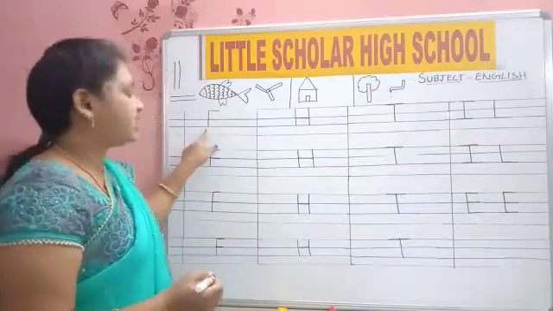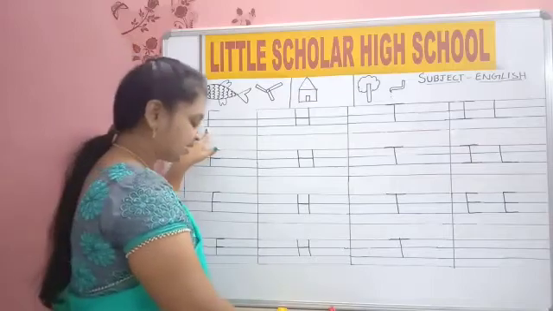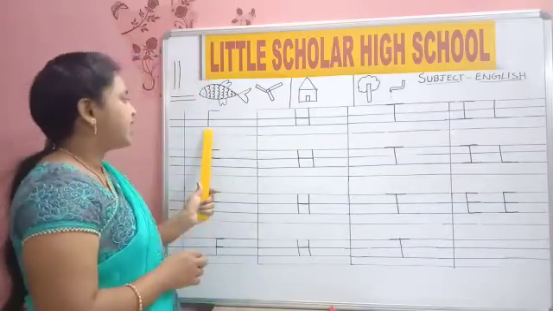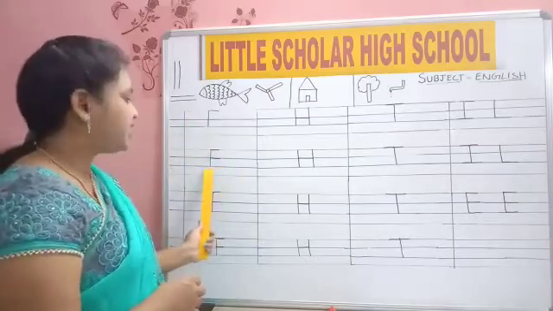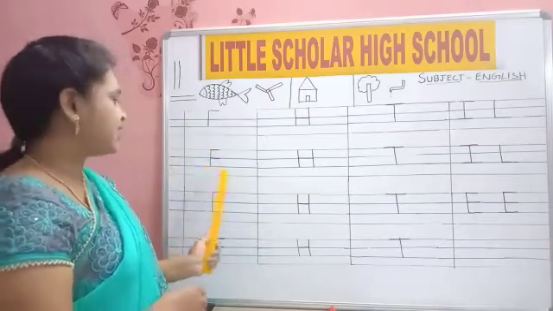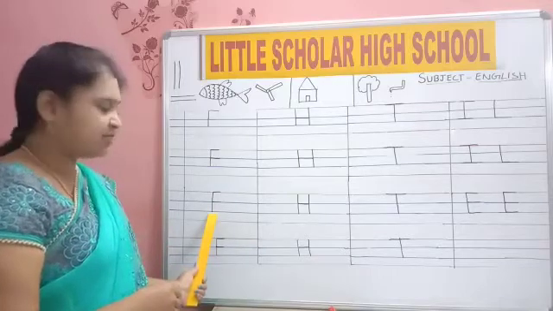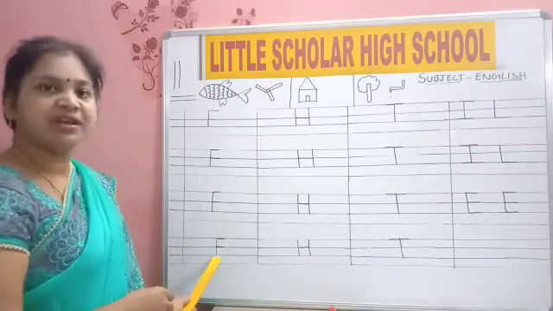See, which letter is this? F. Come on, now we will read the letters. Which letter is this? F. Capital F. Big F. Okay. Which letter is this? F. Capital F. Which letter? F. Capital F. This one, F.